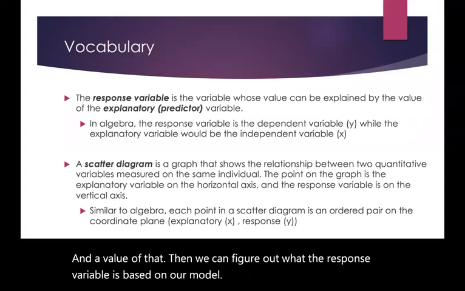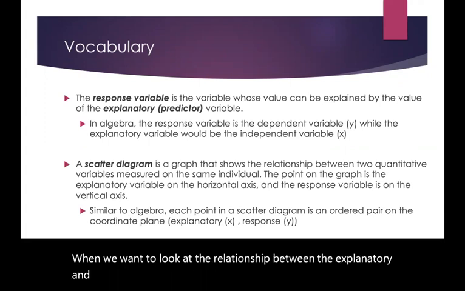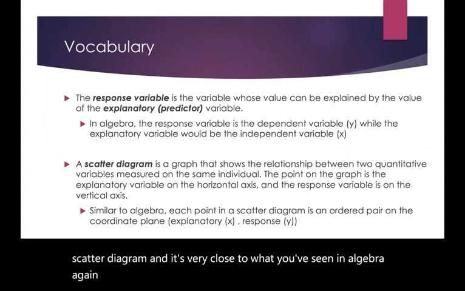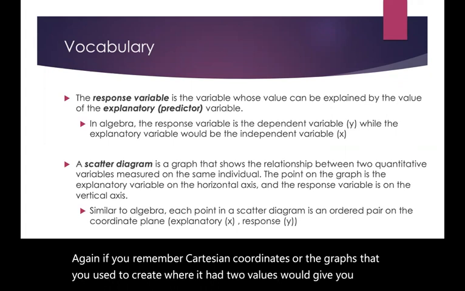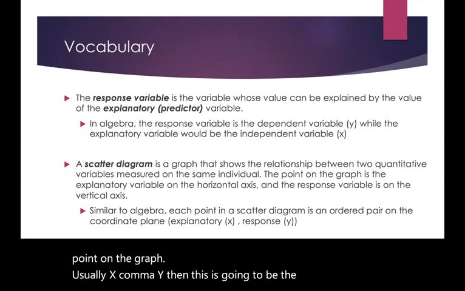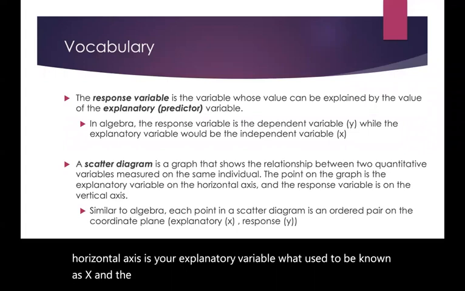Now, when we want to look at the relationship between the explanatory and response variables, we're going to use a diagram called the scatter diagram. It's very close to what you've seen in algebra. Again, if you remember Cartesian coordinates, or the graphs that you used to create, where 2 values would give you a point on the graph, usually x comma y, then this is going to be the same. So again, the horizontal axis is your explanatory variable, what used to be known as x, and the vertical will be the response variable, which you usually have referred to as y.